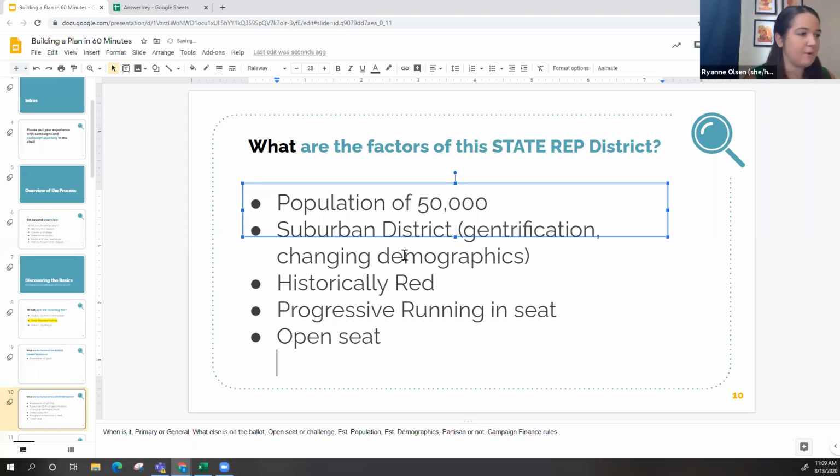Someone put in the chat changing demographics. Whoever that was, can you tell me what you mean by changing demographics? Are there more people of color moving into the district? Is it more younger people moving into the district? Is it a place where there's a new college, right? Or maybe they've built a new retirement community and there's more retired folks. What do you mean by changing demographics? Or anyone can chime in.